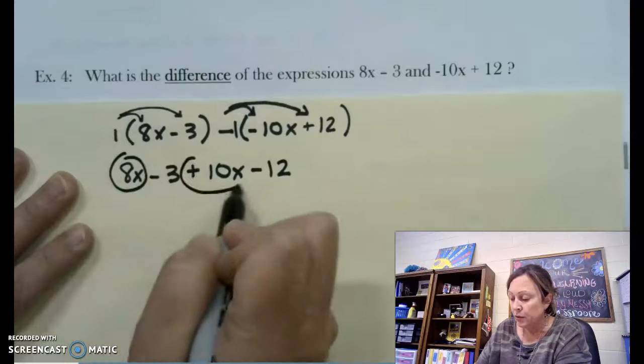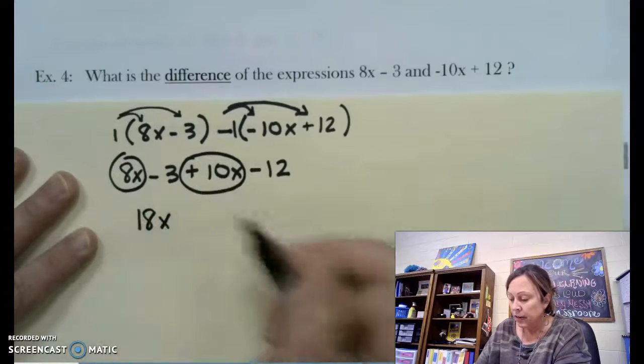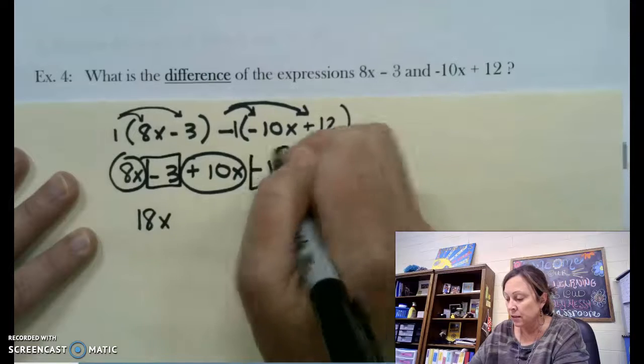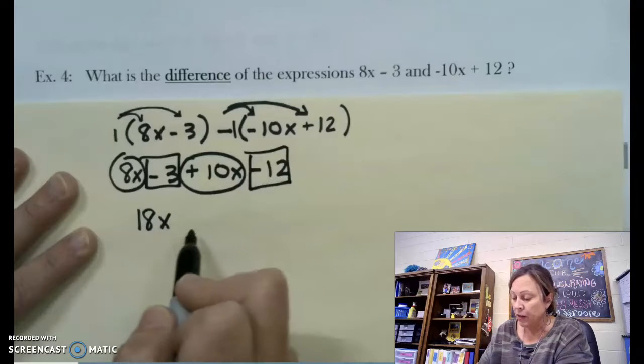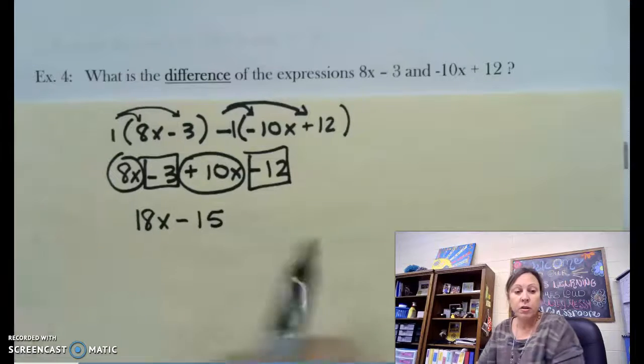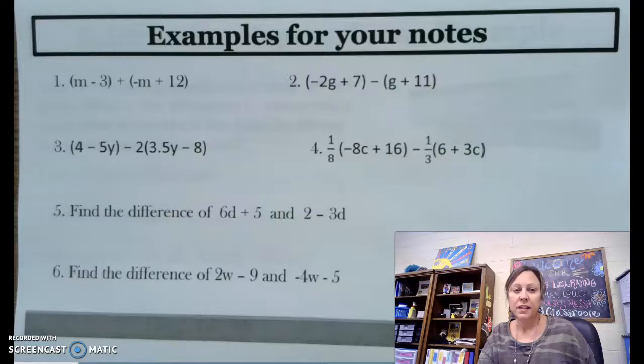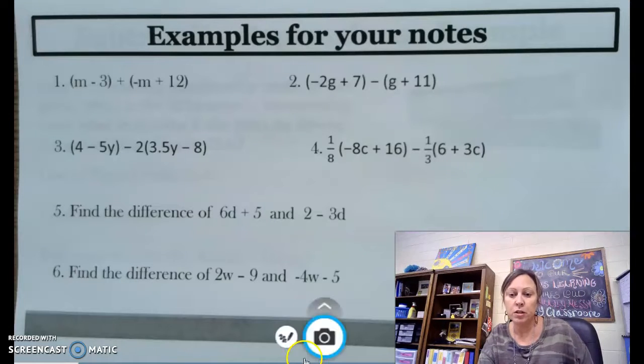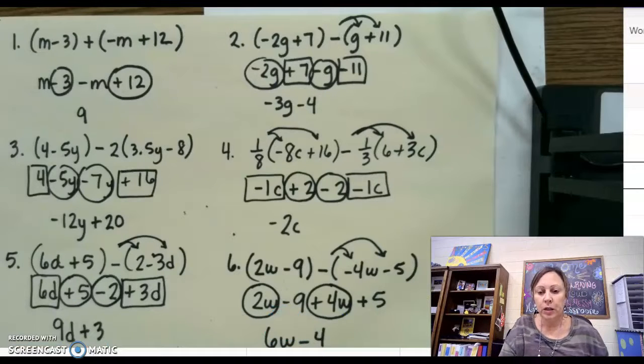We're going to combine terms. We get 18x, and we're going to combine constants. Negative 3 and negative 12 becomes negative 15. So 8x minus 15 is our final answer. Here are 6 examples for you to try on your own. Pay close attention to whether you are subtracting or adding, and then note that in numbers 5 and 6 you have to set up the problem on your own. Okay? Alright, so go ahead and pause this video and check your work. Make sure that your answers align with mine.